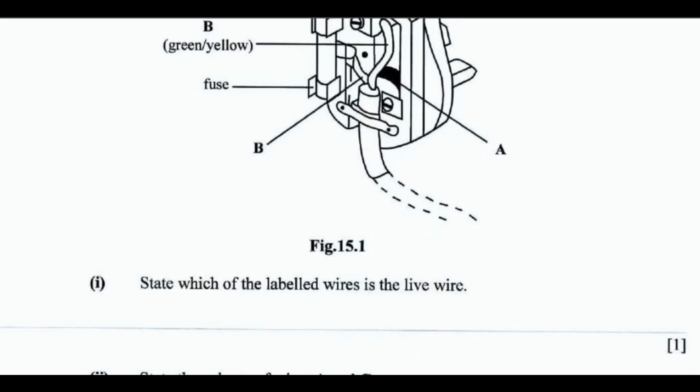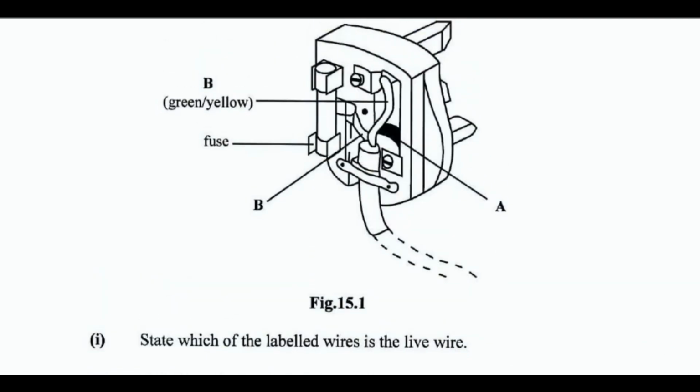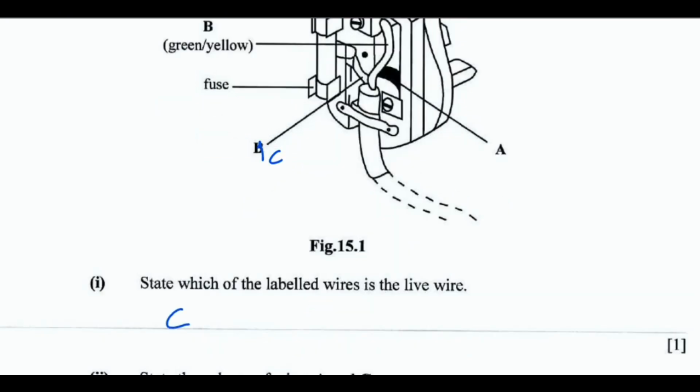So B is earth. This one should be C, not B. C. And this is A. So the one which is the live wire is C. Just mention C here, because you always know that the wire connected to the fuse is the live wire.